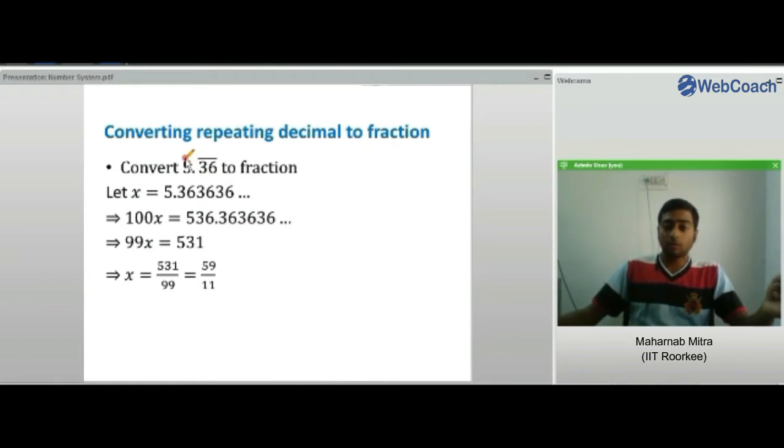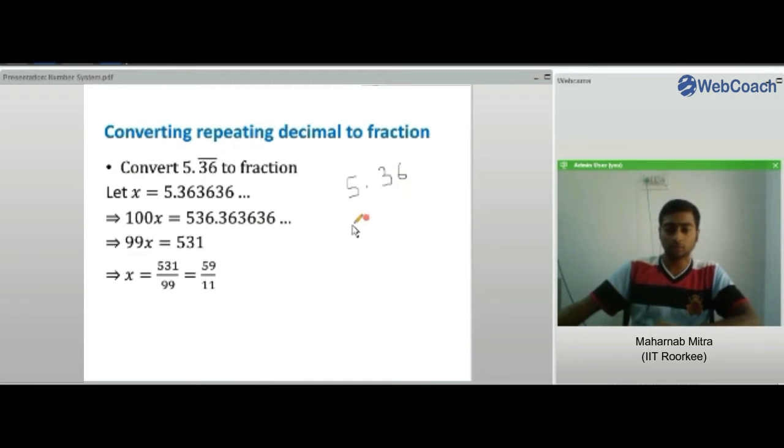So suppose the number given to you is 5.36 with a bar above it, right? 5.36, 36, 36, 36, and it goes on. Now how will you convert this number into a fraction? We can first see how to convert 5.36, a non-repeating decimal, into a fraction directly. First we will write the given number, 5.36.